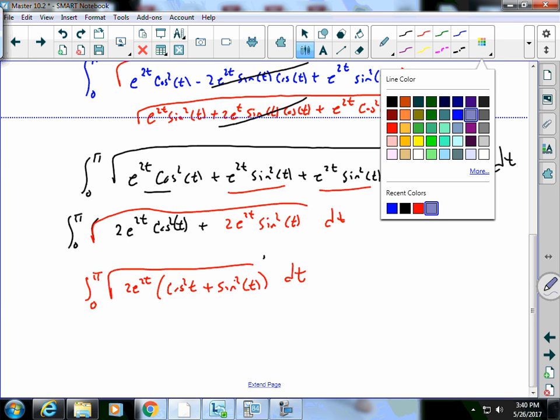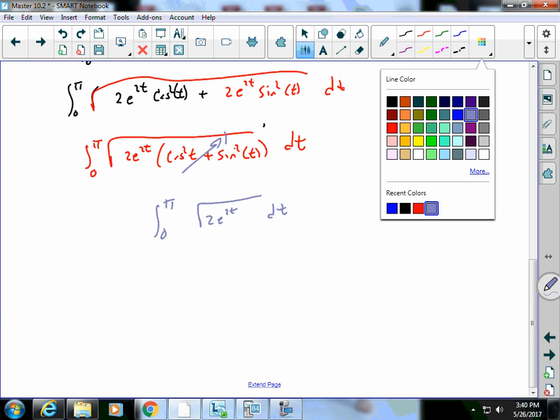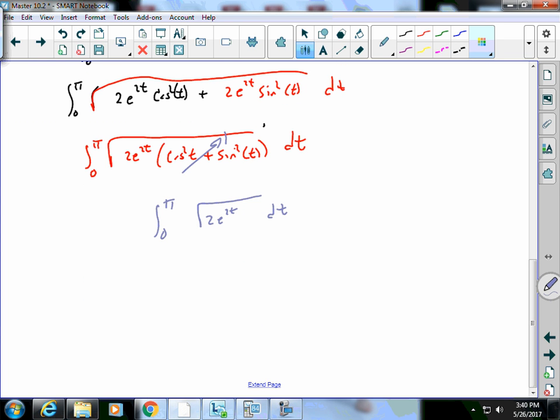Again, paying attention, this part goes to 1. So I'm going 0 to pi of 2e to the 2t dt. I could clean that up some. I could take out the square root of 2 from 0 to pi. And then e to the 2t, take the square root of that part. That's just e to the t.